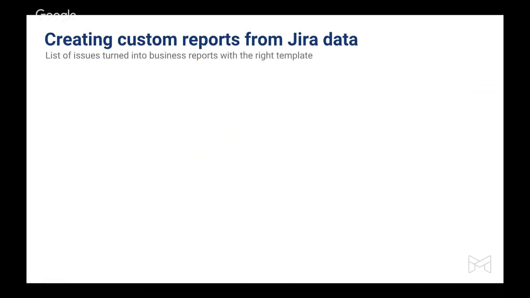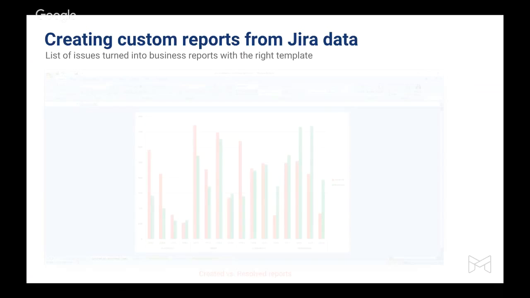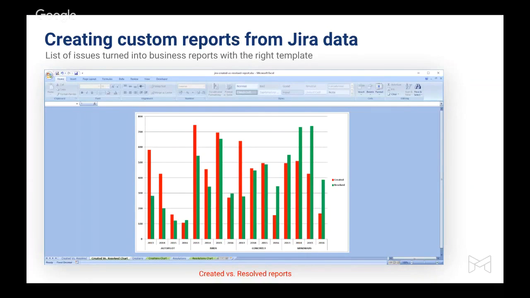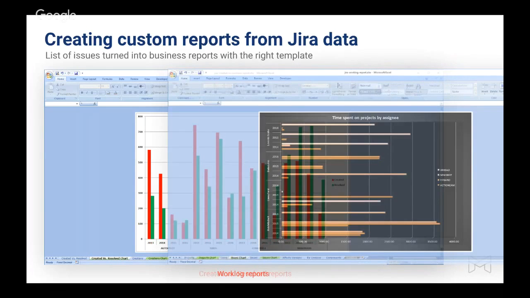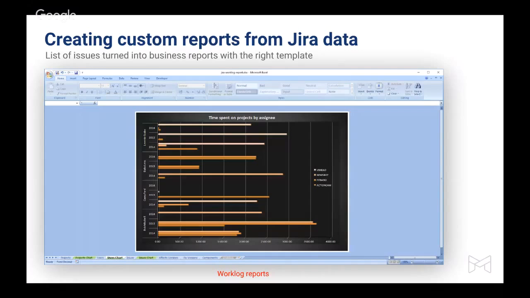And now let's see some quick examples of business reports that were created with Better Excel plugin. I'll not go into details of the specific reports, just wanted to demonstrate some typical examples of what is possible with the app. So for example, if you used our created versus resolved report template, you can get a chart like this and you can analyze the rate issues are being solved at, or the work logs. So you can have a clear picture on who worked on stuff and how long.